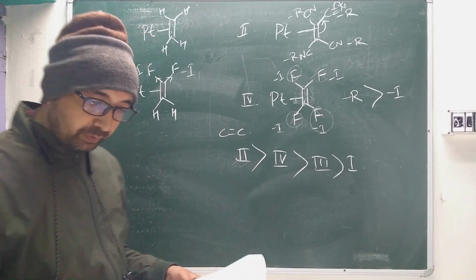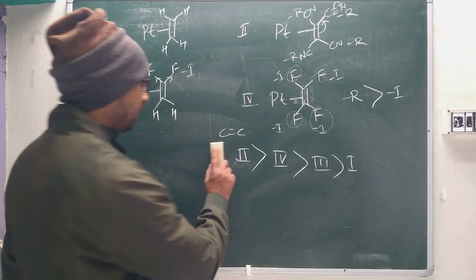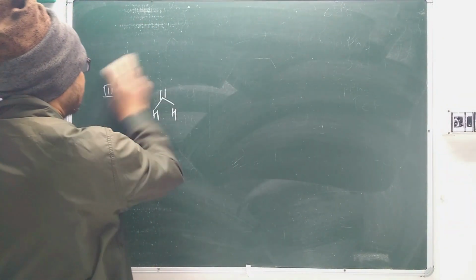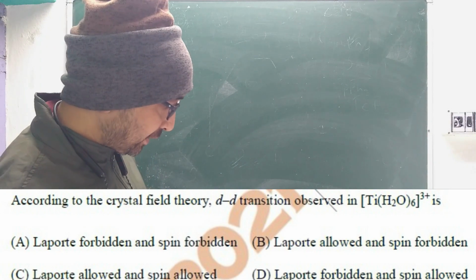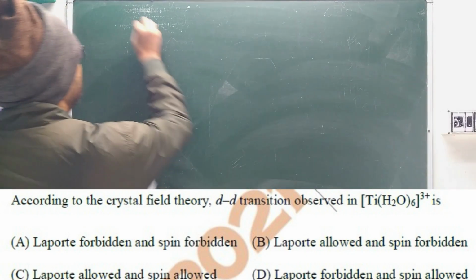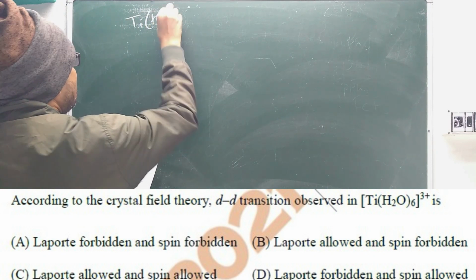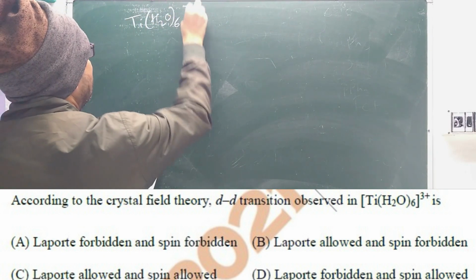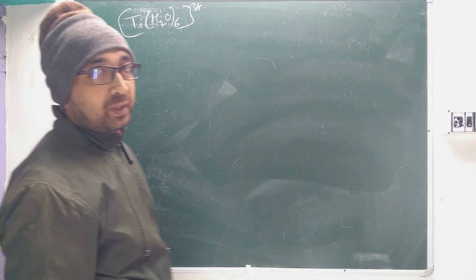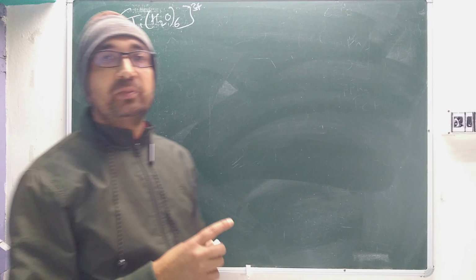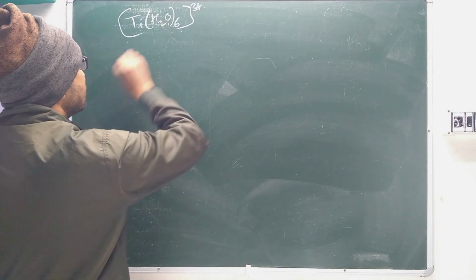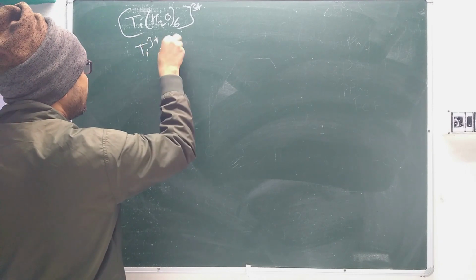Next will be question number 17. Let me check question number 17. You can see the question on the screen: according to crystal field theory, the d-d transition is observed in the complex titanium hexaaqua 3 plus. Water contributes zero charge, it is only the lone pair that is contributing, right? So what will be the oxidation state of titanium? Titanium will be in +3.